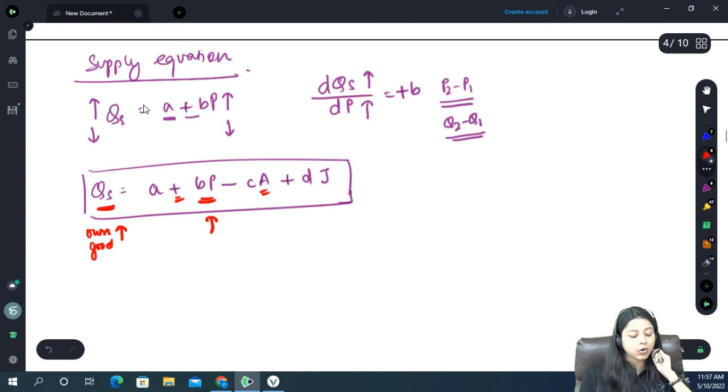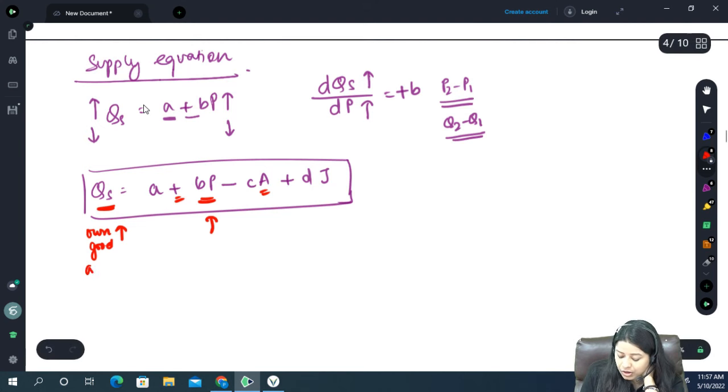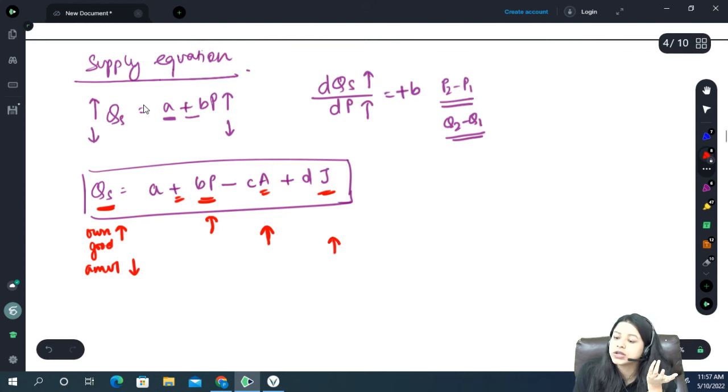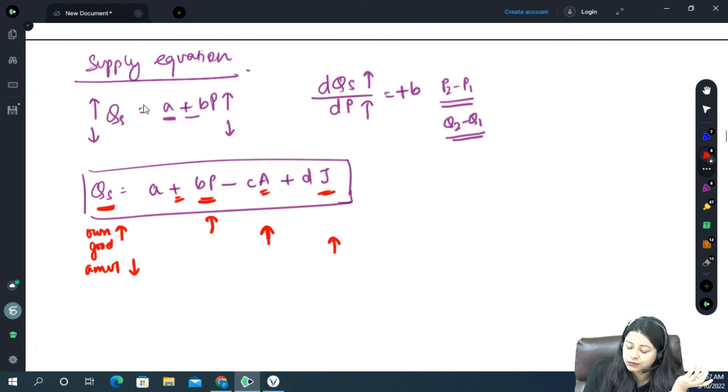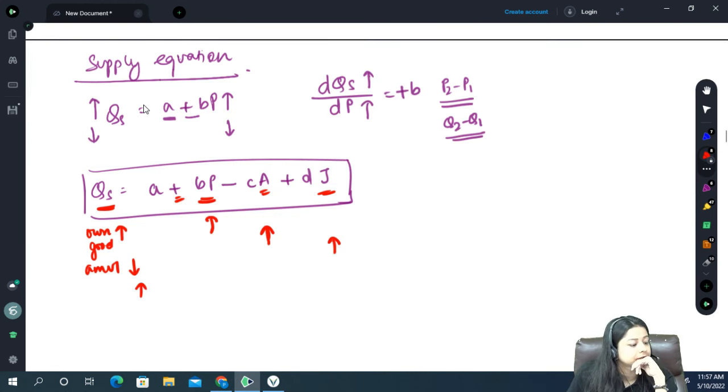A is the profitability of substitute goods. If the profitability of the substitute increases, I will sell less of my own good, say less of Amul. Similarly, J is joint goods. If my profitability in petrol increases, I will produce more of petrol, and this in turn will lead to more of diesel. Is this clear, the entire supply equation?